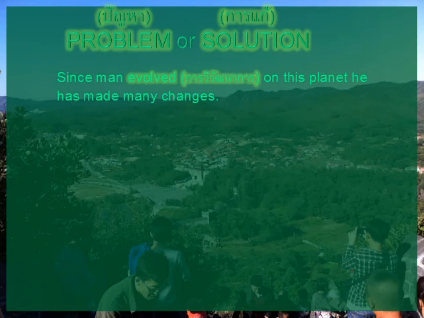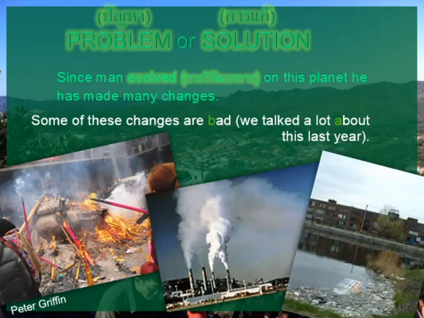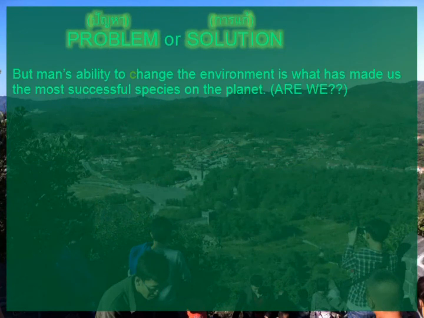Well, since man evolved on this planet, he has made many changes. Some of these changes are bad, and you talked about this in M2 with environmental science. But our ability to change the environment is what has made us the most successful species on the planet today.